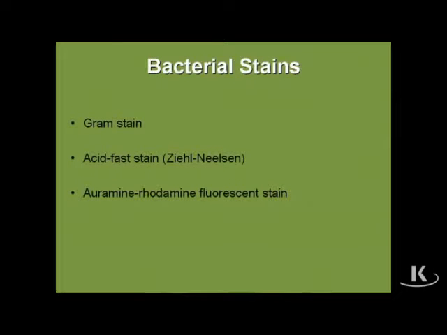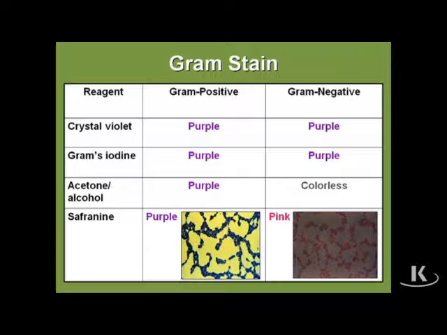All right, now the bacterial stains, we're just going to look at a couple of the stains, the gram stain being the most important. We'll follow that up with the acid-fast stain and then a screening stain that we call the auramine-rhodamine stain. For the gram stain, you do not have to know every single step in the gram stain, okay? Certainly though, what's important to know is that the gram-positive organisms will stain purple, okay?